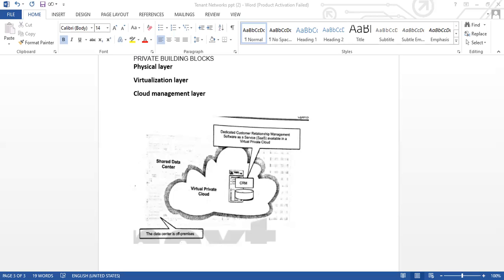These tools include Microsoft System Center Virtual Machine Manager for Hyper-V. Okay, so this is about your cloud computing today's lecture. Thank you.